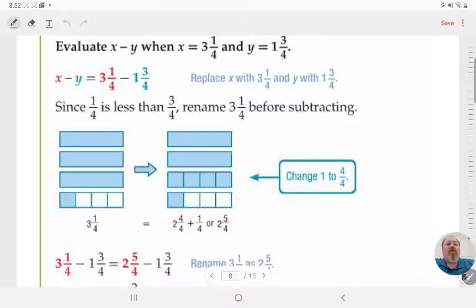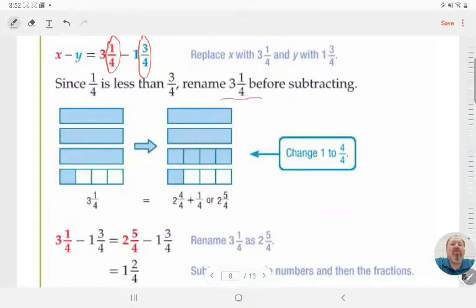All right, but what you want to look at is that 1/4 is less than 3/4. Okay, so we have to rename or reconfigure what 3 1/4 is before we subtract. Okay, we want that 1/4 larger. So how we would do that is we could take a look at these blocks, for example. And this would be 1, 2, 3, and then this would represent the 1/4. Okay, so that's our 3 1/4.